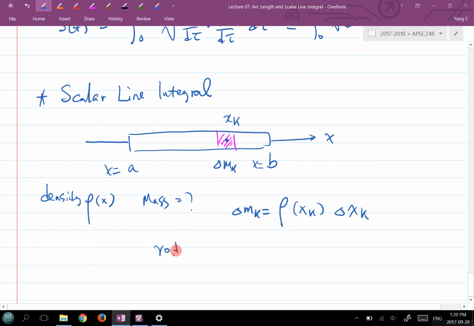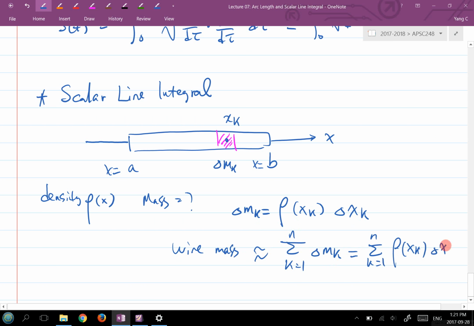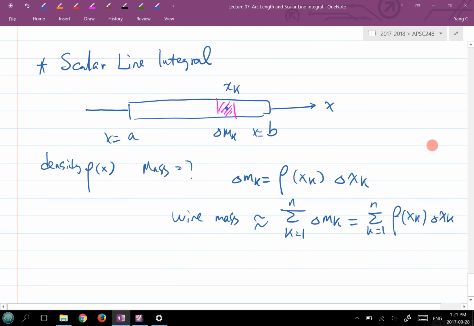Then for the wire mass, all we can do is sum up all the small segments. If I have n segments, I sum them all up, and that will be approximately the total mass of the wire. So we substitute the rho term here, and that's your wire mass, approximately, by adding up n segments.